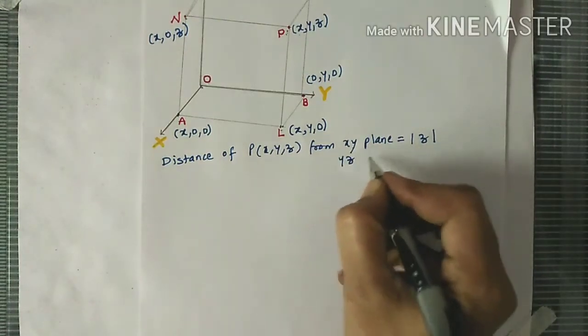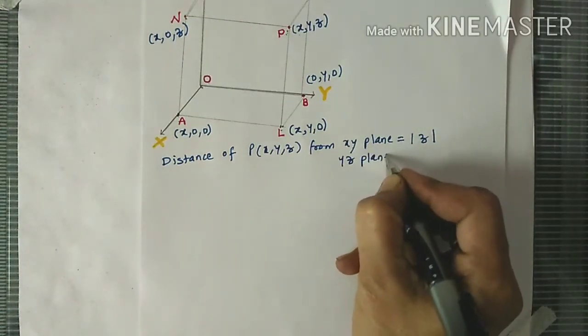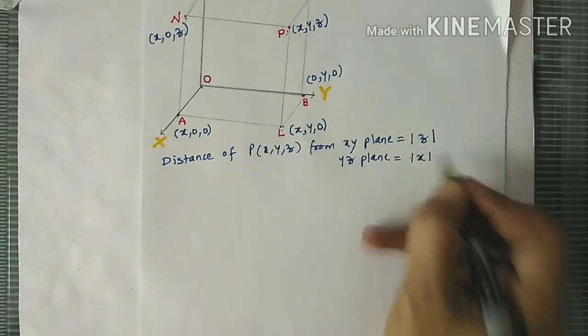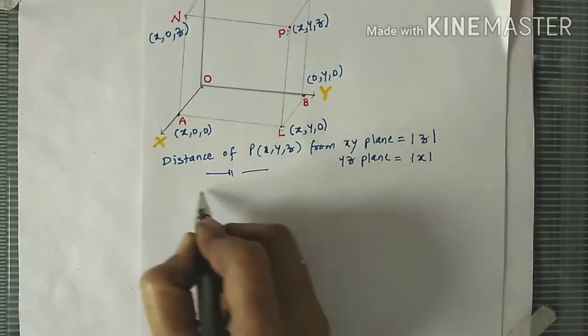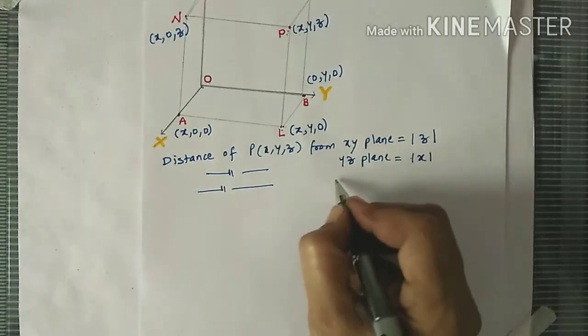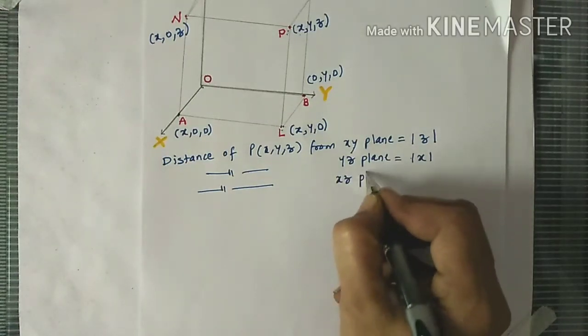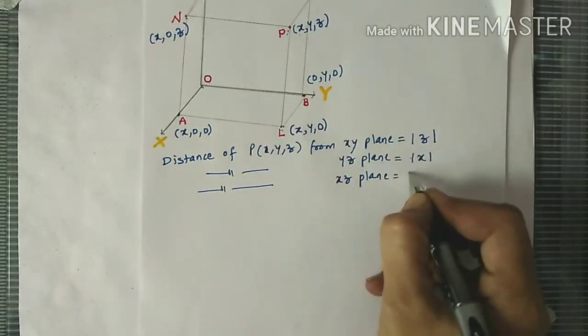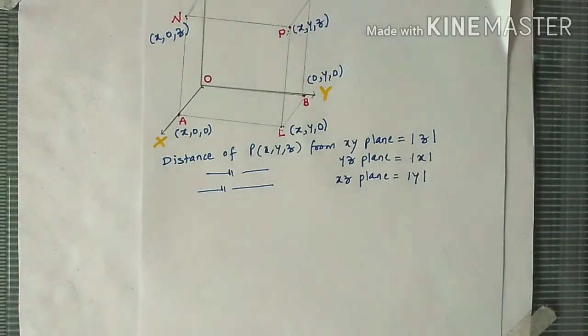So if it is yz plane, in that case the distance will be modulus of x, and distance of P from xz plane. So if it is xz plane, then the distance is modulus of y.